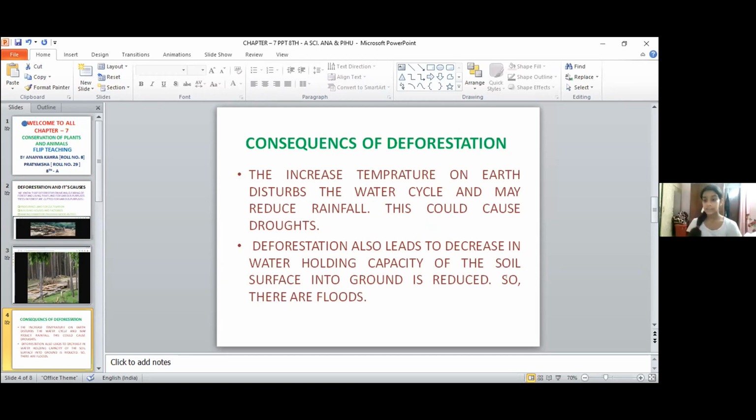Consequences of deforestation can lead to drought or flood. The increased temperature on Earth disturbs the water cycle and may reduce rainfall. This can cause drought, and deforestation also leads to a decrease in the water holding capacity of the soil. Flow of surface water into the ground is reduced, so there are floods.